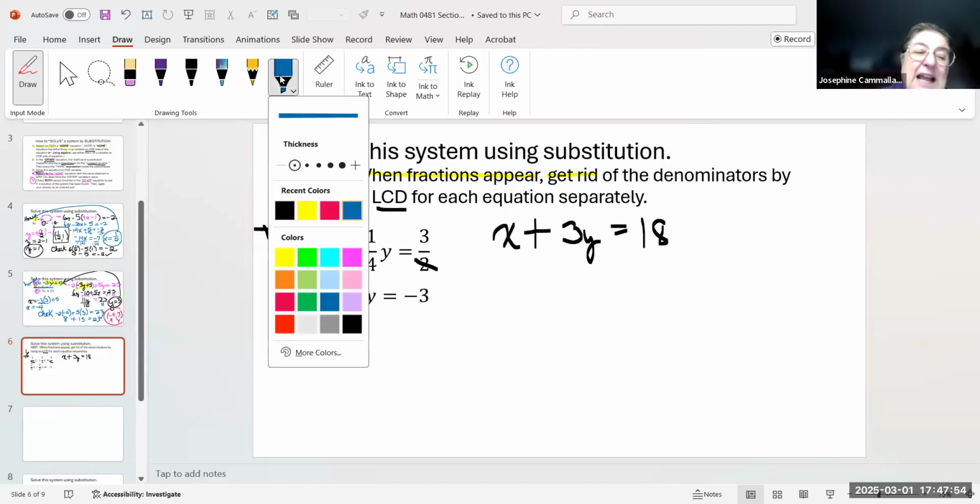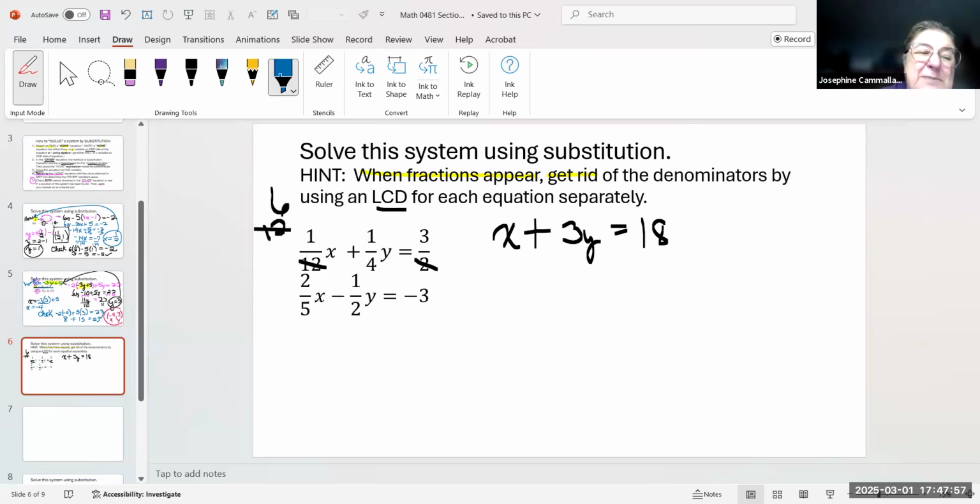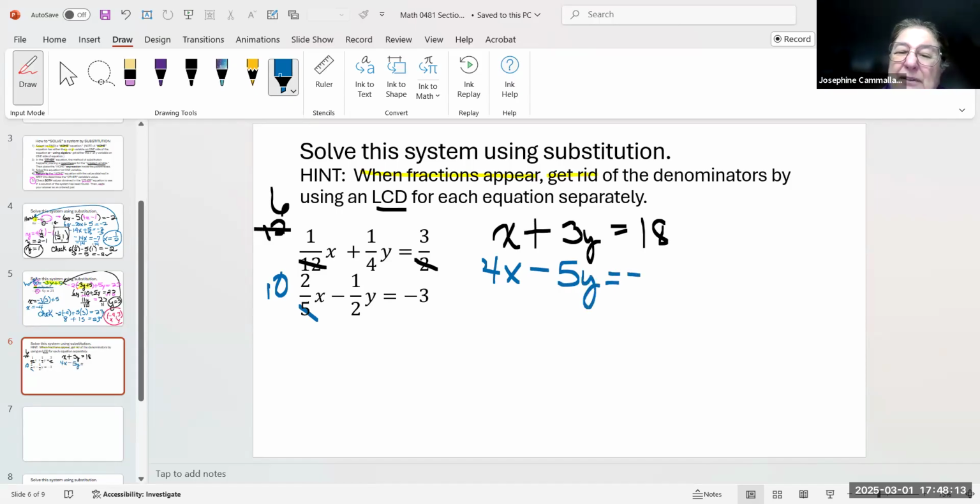This 2 and this 12 cancel to give me 18. Well, if I look at the bottom row, I have a 5 and a 2, which means my LCD is 10. Now, I'm going to cross cancel. This 5 is going to give me 4x minus 5y equal to negative 30. The LCD must multiply by each one. Now, I don't want to look at these unless I made a mistake, but I can always go back and take a look. And I can do that by going through the substitution process.